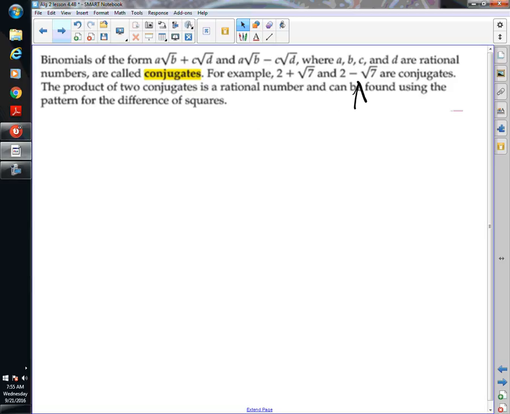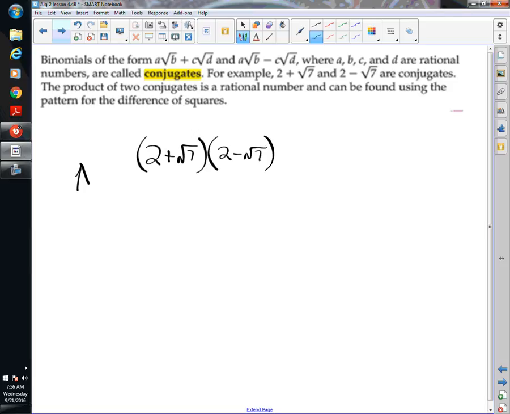I want you to observe what happens when I multiply these two conjugates together. 2 plus square root of 7 times 2 minus the square root of 7. We're going to be using the FOIL method on this, so when I multiply the 2 times 2, I get 4. When I multiply the 2 times the minus square root of 7, I get minus 2 square root of 7. When I multiply the square root of 7 times 2, I get plus 2 square root of 7. And when I multiply the square root of 7 times the negative square root of 7, I get minus 7, because I got the square root of 49.